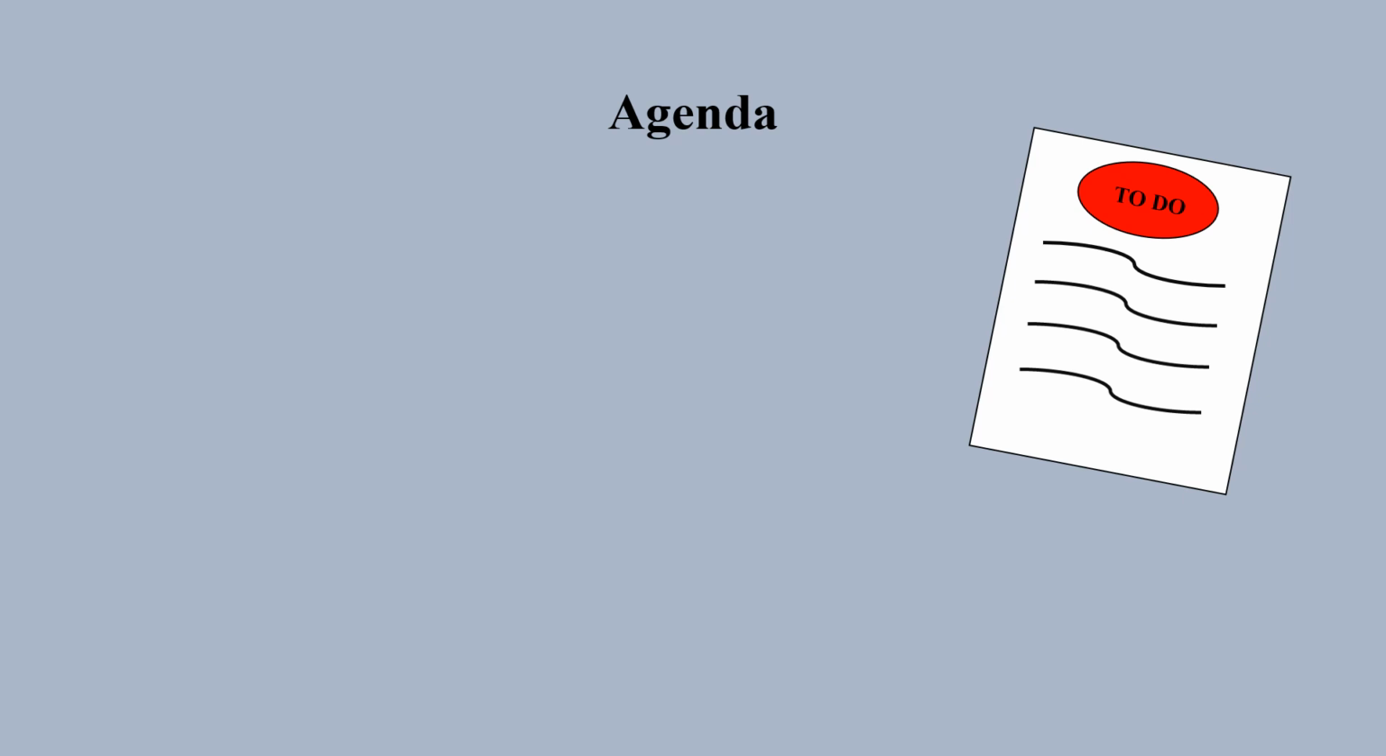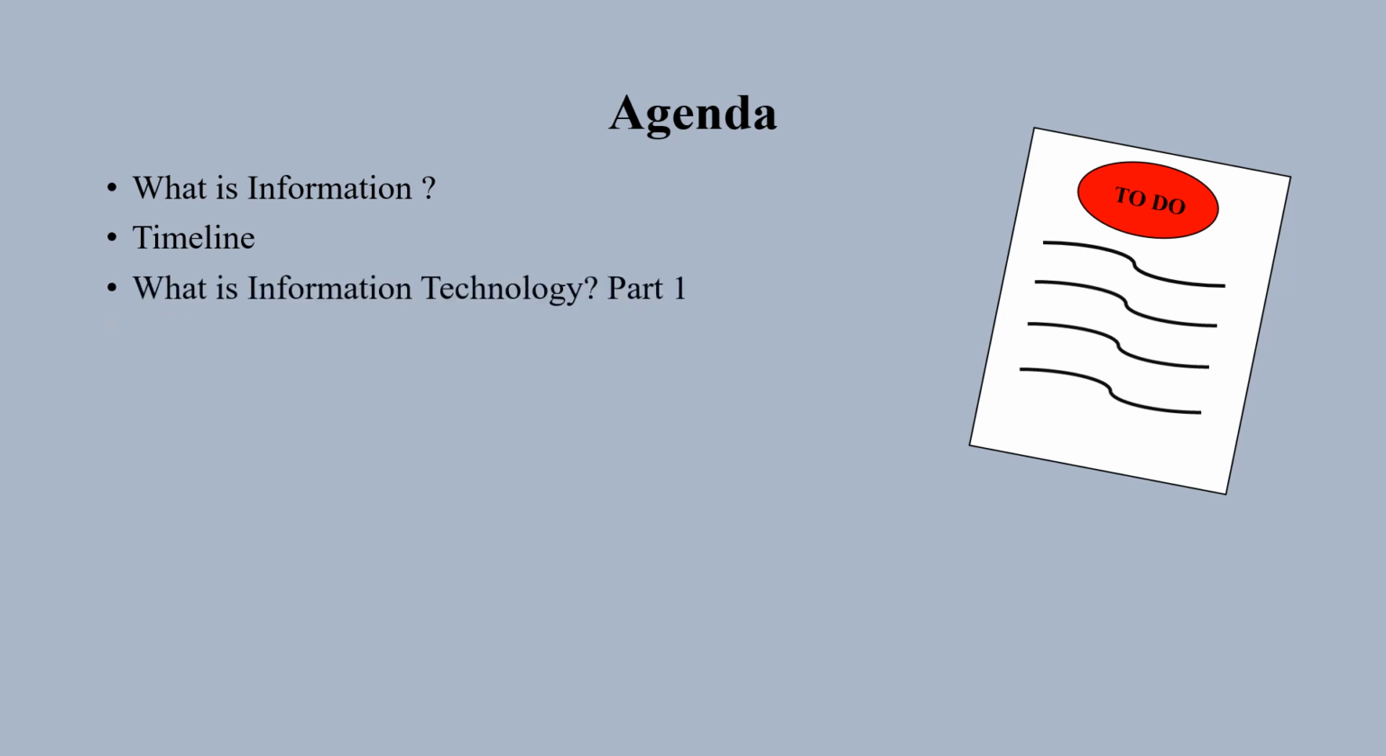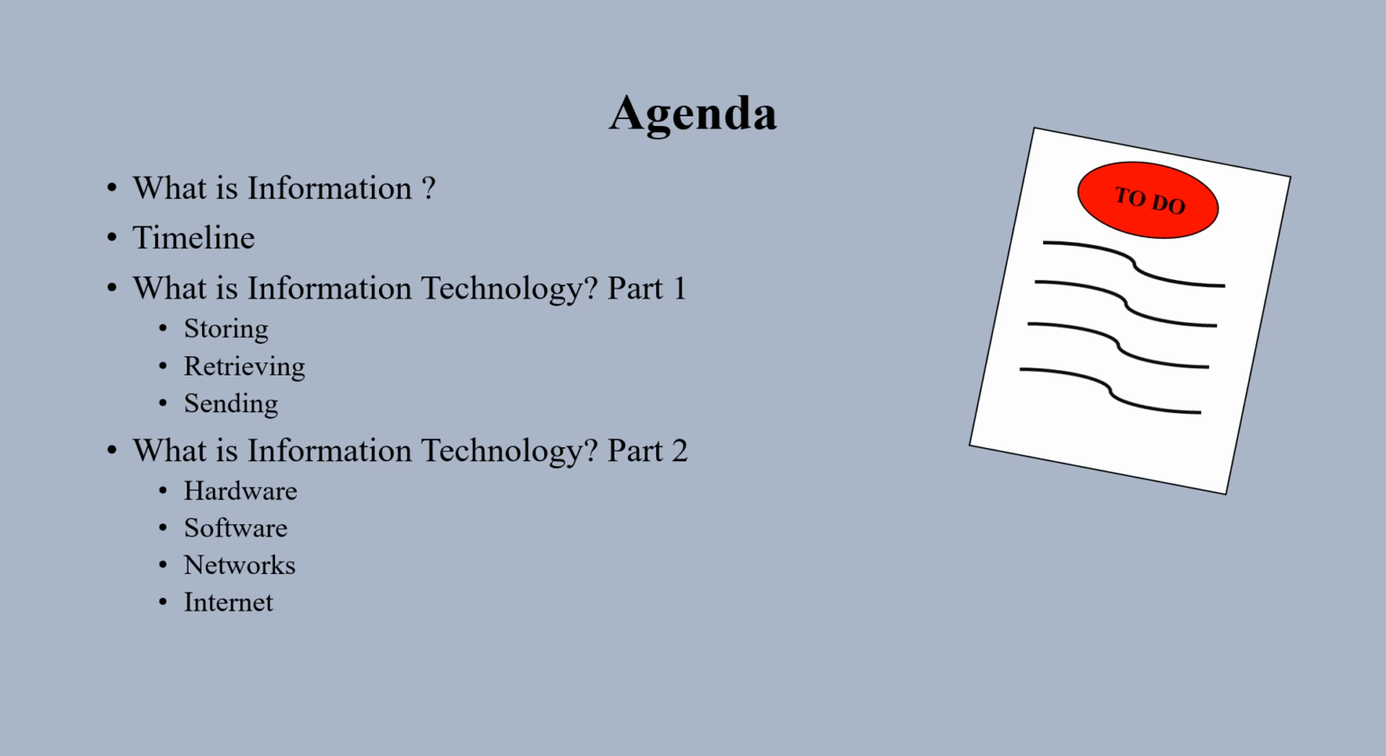So, for my presentation, I made a little agenda of what I'll be covering. I'll discuss what information actually is, give a brief timeline on the forms of information technology, then get into what information technology is, storing, retrieving, and sending aspects of it, and then the hardware, software, networks, and internet, and then the conclusion.